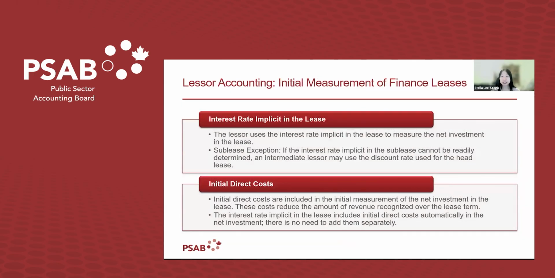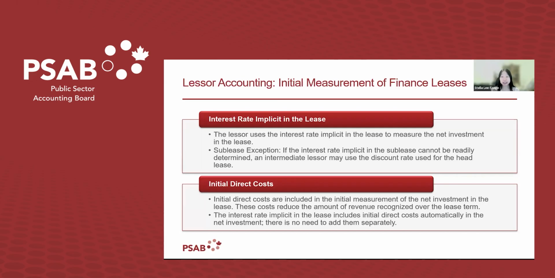The lessor uses the interest rate implicit in the lease to measure the net investment in the lease. Stella, could you explain what is the interest rate implicit in the lease? Of course. The interest rate implicit in the lease is the rate of interest that causes the present value of A, the lease payments, and B, the unguaranteed residual value to equal the sum of 1, the fair value of the underlying asset, and 2, any initial direct cost of the lessor.